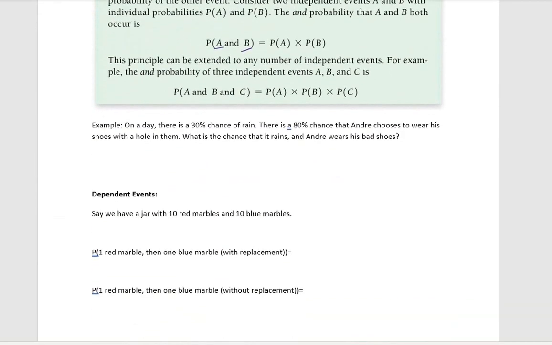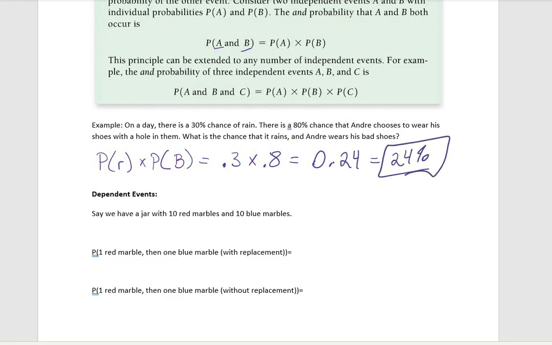So these are nice when you have just weird empirical data. For example, if there's a 30% chance of rain and an 80% chance that Andre wears his shoes with a hole in them, and let's say that these are independent, so Andre never checks outside, he just randomly grabs a pair of shoes, okay? We want to know what's the chance that it rains and he wears his bad shoes. So the probability of rain times the probability that he wears his bad shoes is going to be 0.3 times 0.8. So 0.3 is 30%, 0.8 is 80%. Those together are going to give us 0.24, or a 24% probability that he does this.